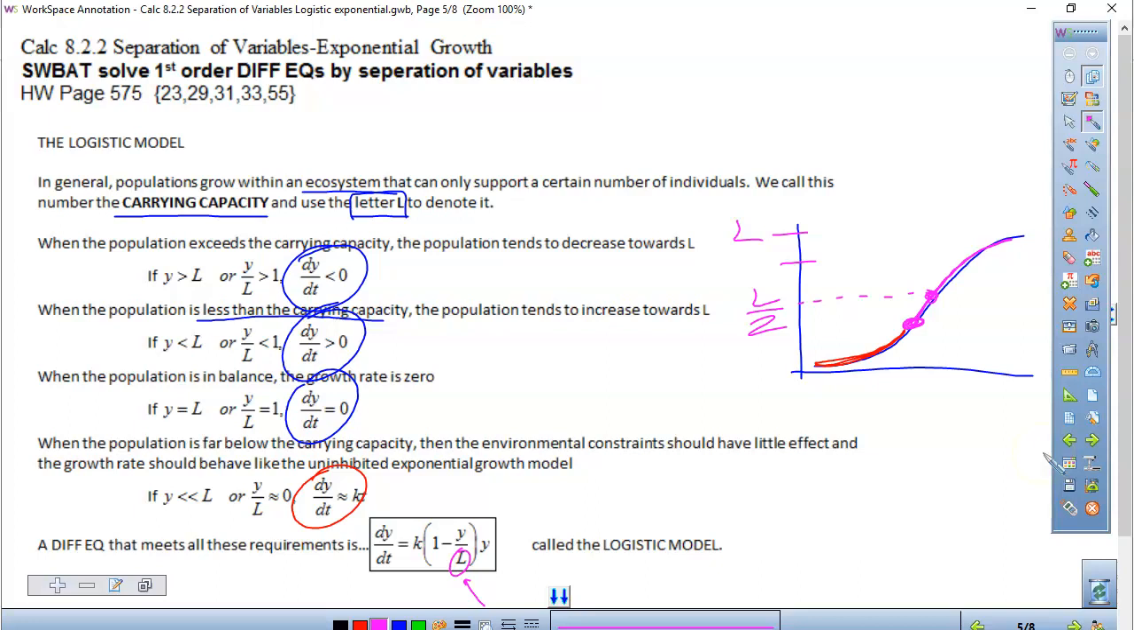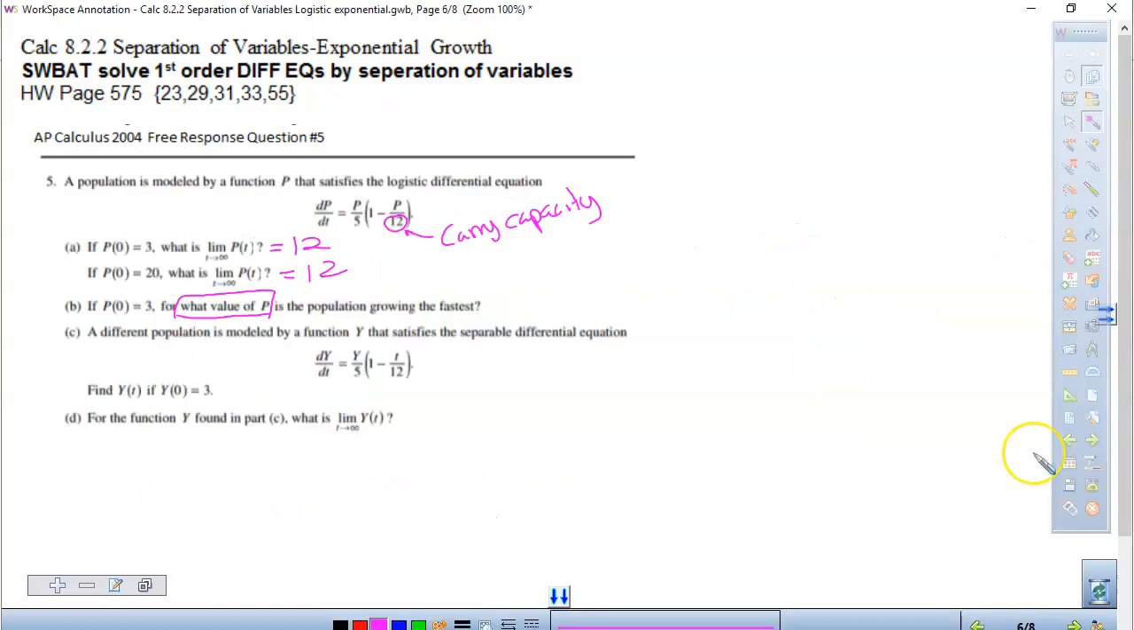It's half the carrying capacity. Half the carrying capacity, okay? 6. Half the carrying capacity. So you can answer some of these questions just knowing what we talked about: what the L is, what that means, half the carrying capacity.